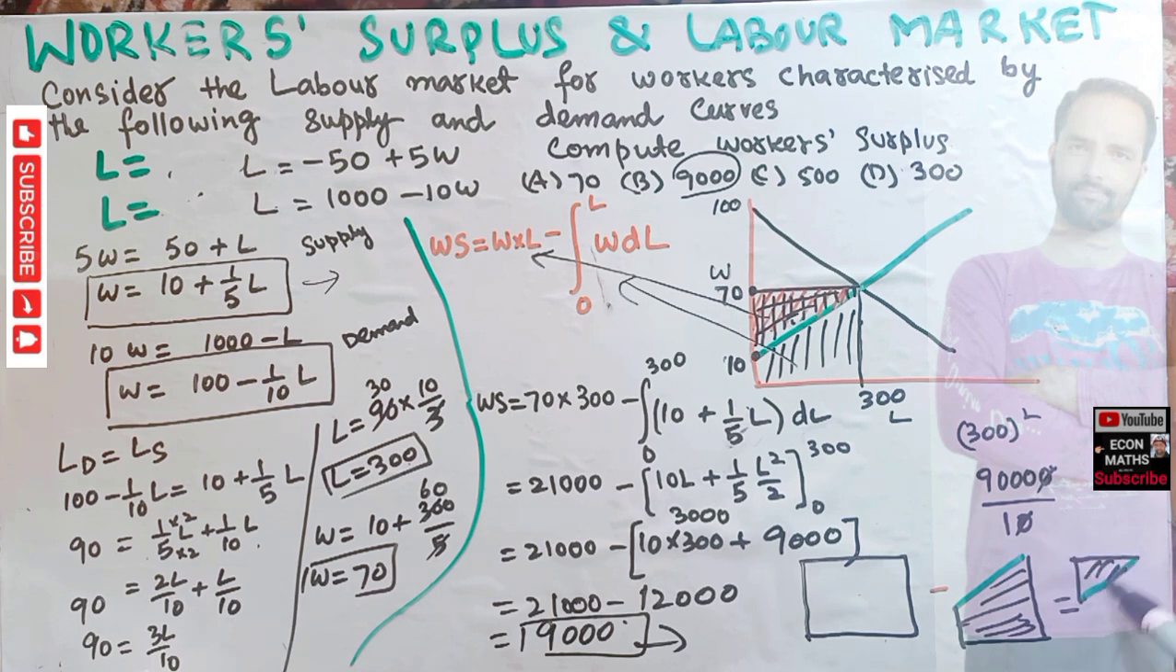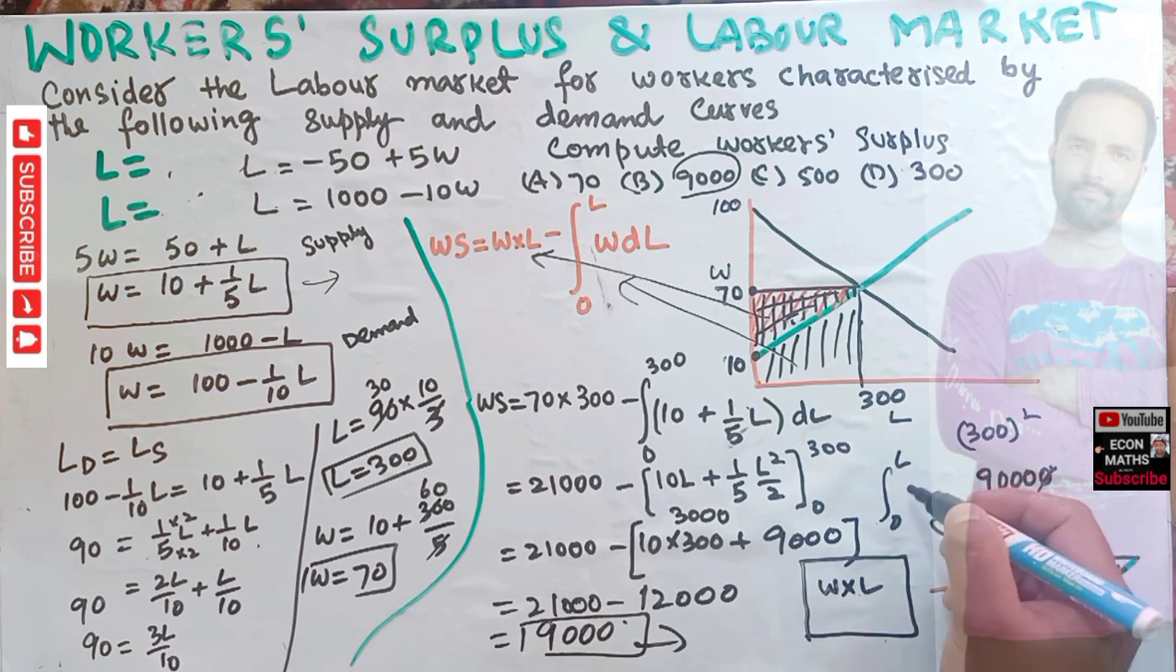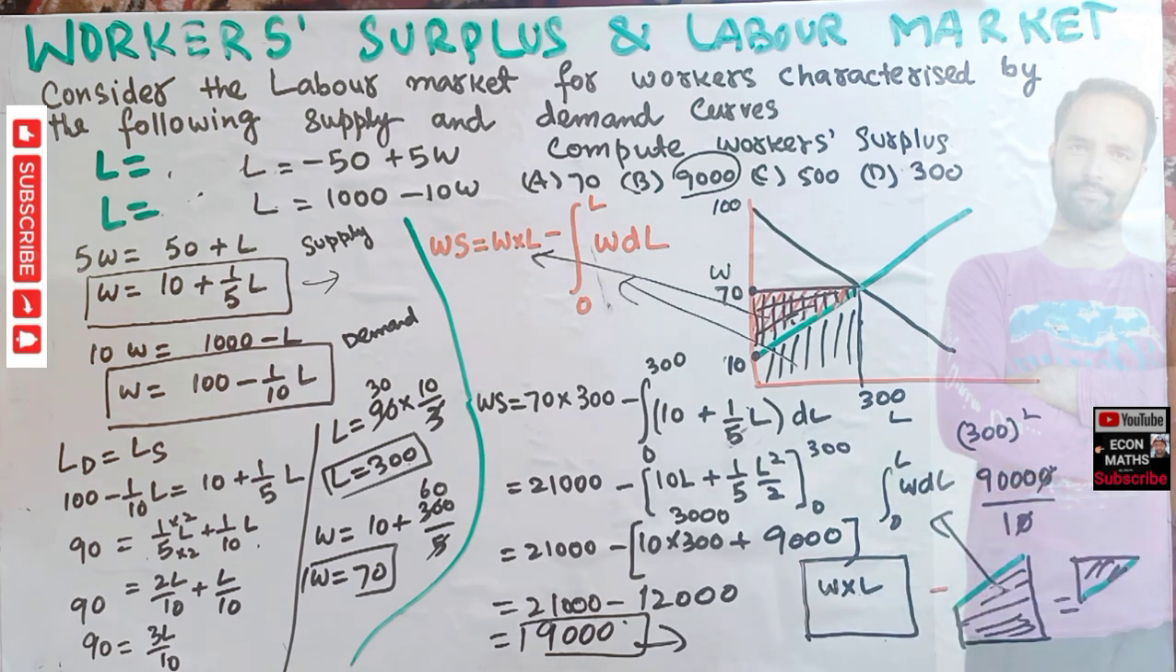So this is our worker surplus, and this is given by W into L, and this other part is given by the integral from 0 to L of W dL. And this gives us the area of this very triangle. I hope I made myself clear in this. If there are some mistakes in this video, I would love to have them rectified.